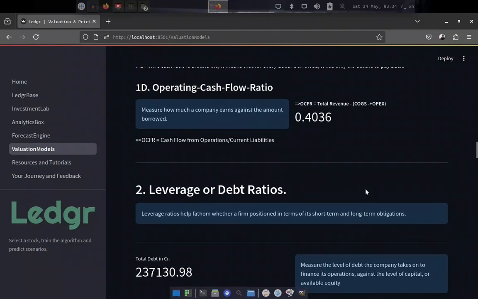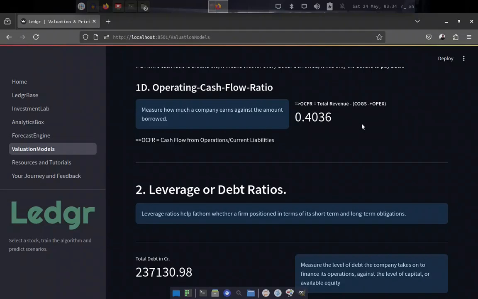The last but not the least one is the operating cash flow. And this is defined as so. It can also be utilized to calculate the other unknowns like COGS and OPEX and so forth, if one of these properties is not listed explicitly in the sheets.